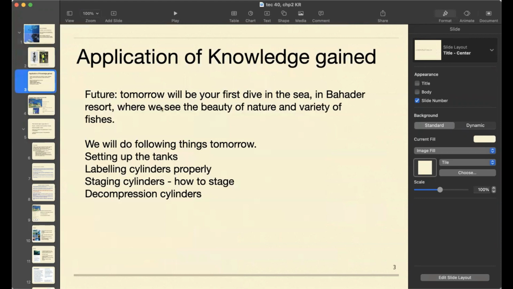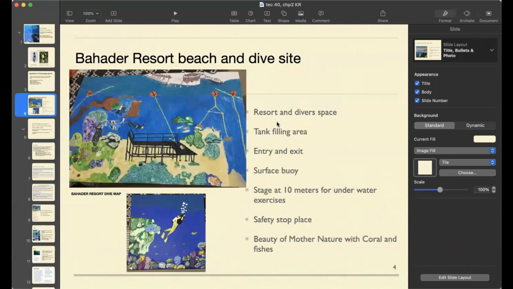In the application of the knowledge we gained today, we'll be diving tomorrow by the resort. We'll do the following things tomorrow: setting up the tank, labeling the cylinder tank properly, staging cylinders, how to stage, we'll go through, and then decompression cylinders, how to stage them also. We'll see how to attach them also. We'll be doing it by the resort. They have these facilities at the resort, like a tank filling area, exit and entry. We can do underwater exercises at 10 meters.